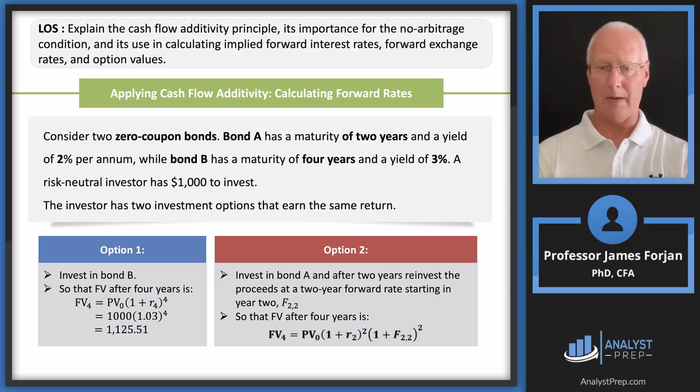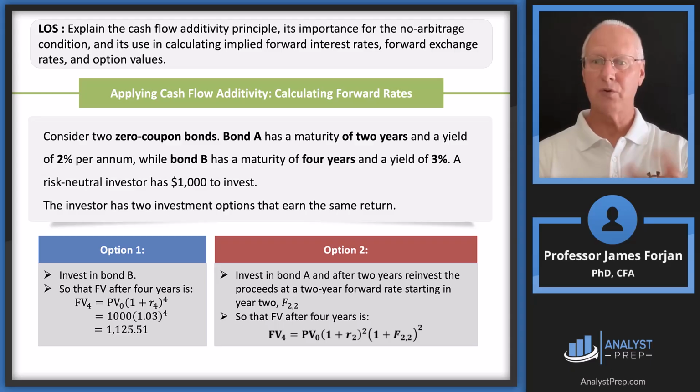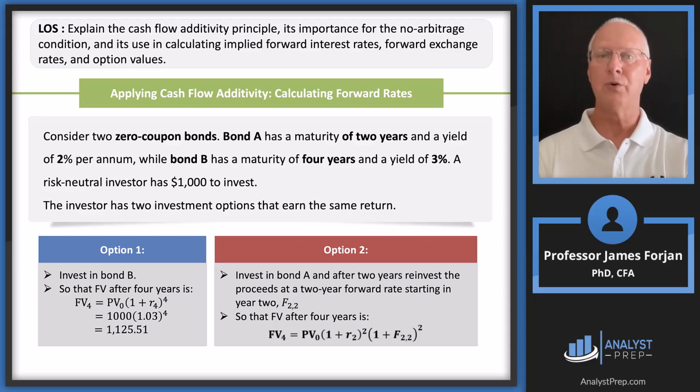1125.51. Option 2, on the other hand, we could buy Bond A. But Bond A matures in 2 years. So to make these 2 choices equivalent, in 2 years we're going to have to find another 2-year zero coupon bond so that we can match 4 years of maturity.